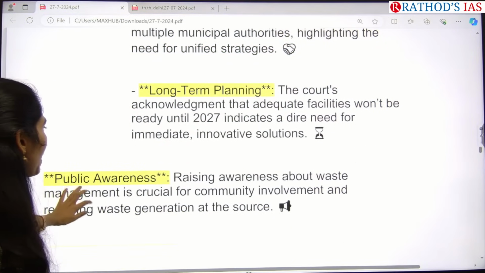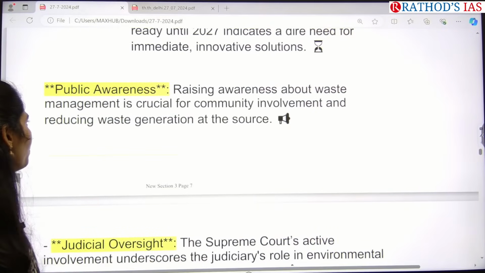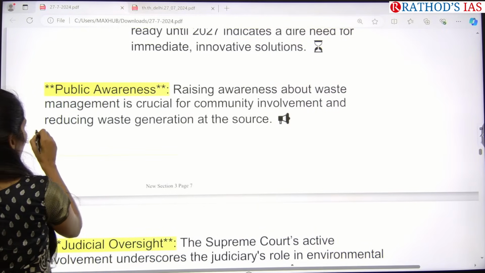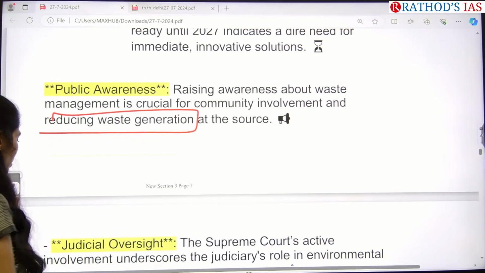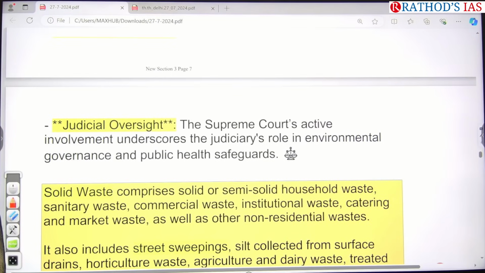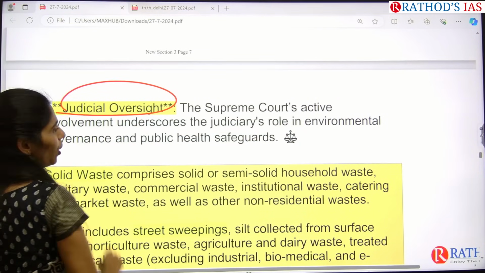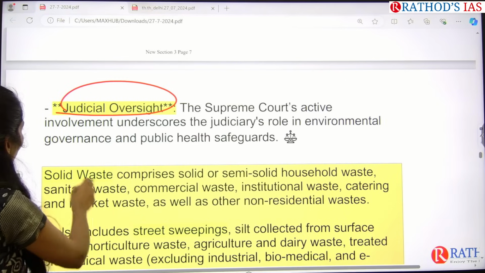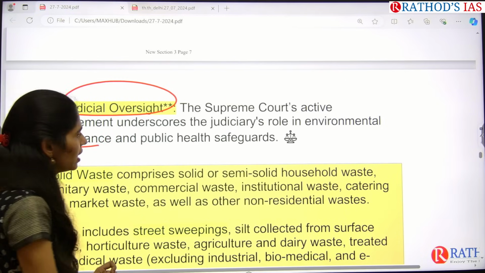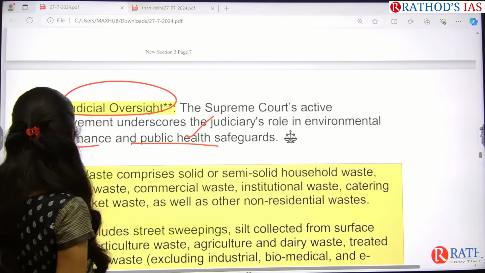Next, public awareness is also very, very important so that we can take steps to reduce waste generation. And we also need proper judicial oversight. Judicial oversight is very important. The judiciary needs to take up environmental governance as well as public health safeguards.